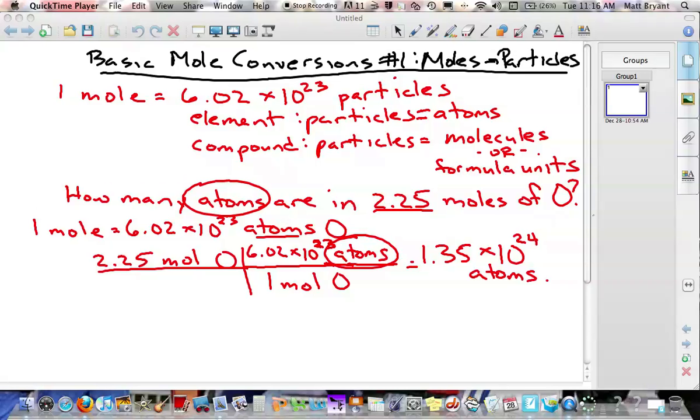Anytime you need to convert between moles and atoms, in either direction, the conversion factor you're always going to use is Avogadro's number. So, hopefully that gave you a little refresher on how to convert between moles and particles.